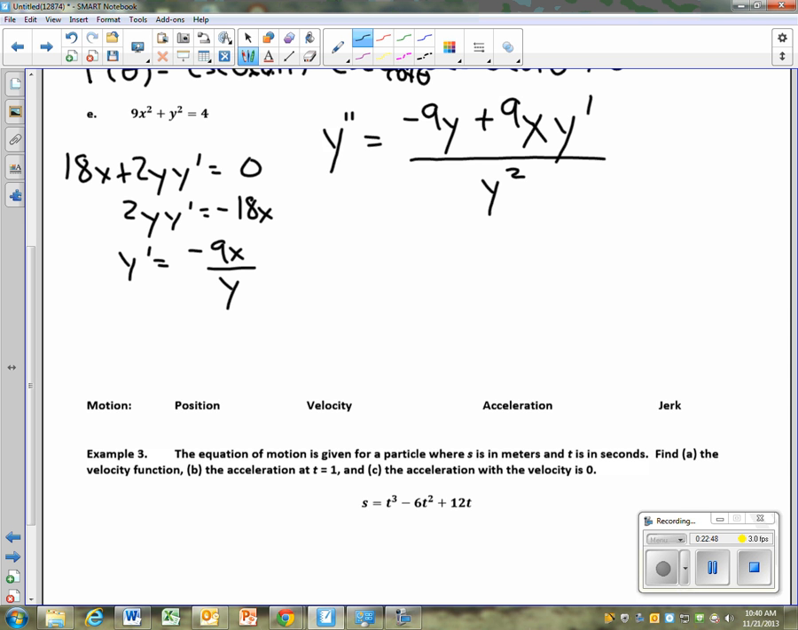We should not write a derivative with another derivative in the problem. Very good. So, Larry sees something right here. He sees that this y prime, I can substitute back in negative 9x over y, which is what we did before. Often in a second derivative, you can pop the first derivative right back in there. So, negative 9x over y. And we're going to get some stuff to cancel here, guys.